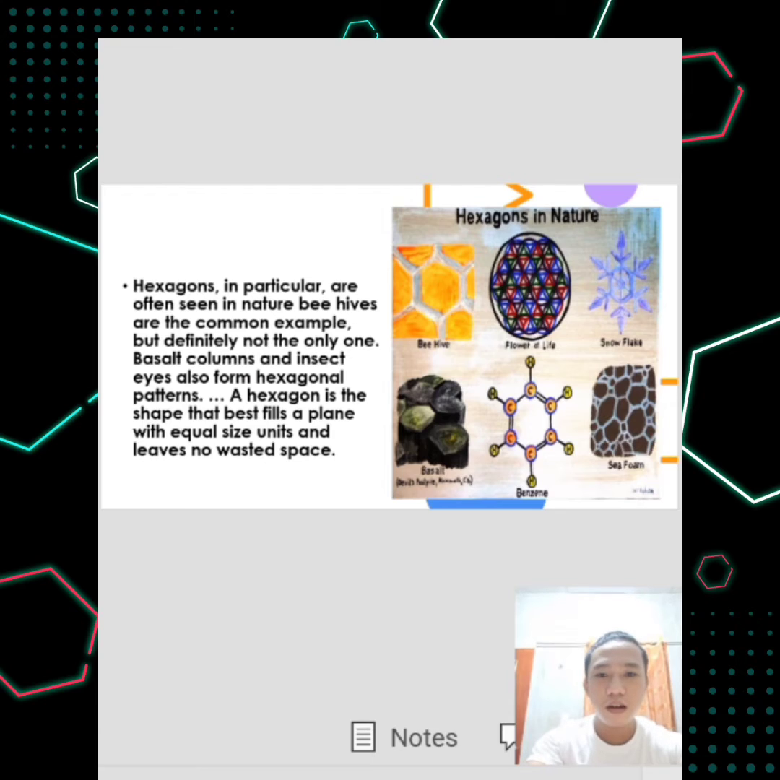Hexagons, in particular, are often seen in nature. Beehives are the common example, but definitely not the only one. Basalt columns and insect eyes also form hexagonal patterns. A hexagon is the shape that best fills a plane with equal sized units and leaves no wasted space. So if we dig into nature, we can see many kinds of hexagonal shapes, especially in beehives, basalts, and insect eyes.